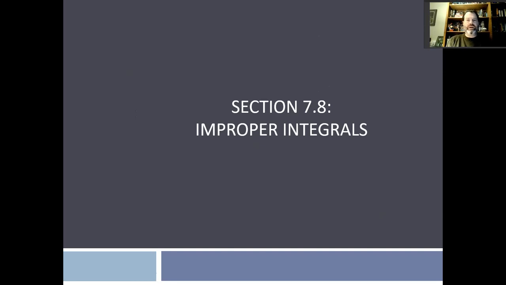And one thing to keep in mind is that it uses a lot of techniques from other sections that we've studied so far. So if you haven't looked at L'Hopital's rule in a while, we're going to use that. We're going to use U substitution. We're going to use integration by parts. Lots of stuff in this section from previous sections. So let's get rolling.